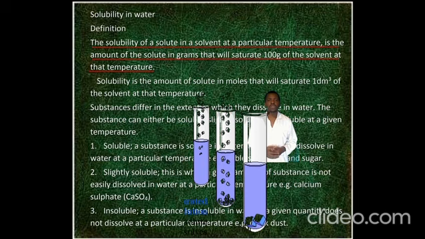Solubility in water. Solubility of a solute in a solvent at a particular temperature is the amount of solute in grams that will saturate 100 grams of the solvent at that temperature. Solubility is the amount of solute in moles that will saturate 1 dm³ of the solvent at that temperature.